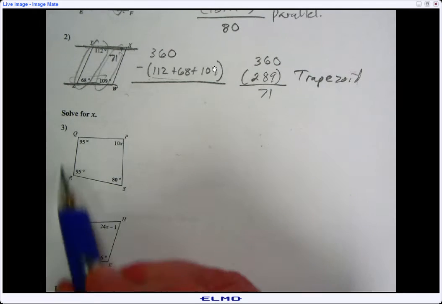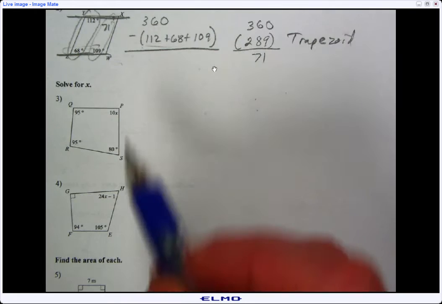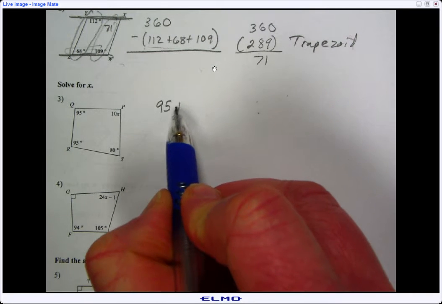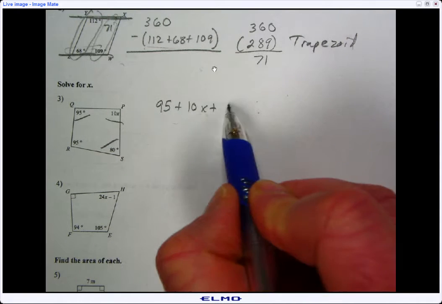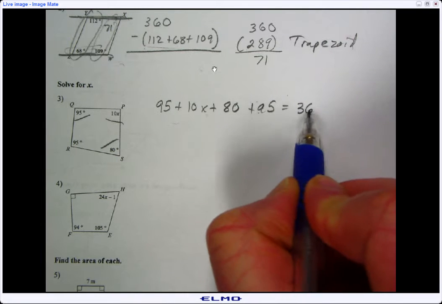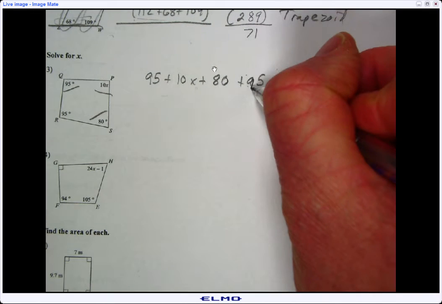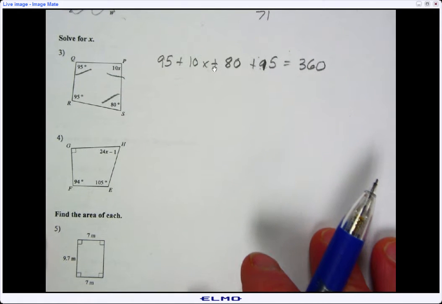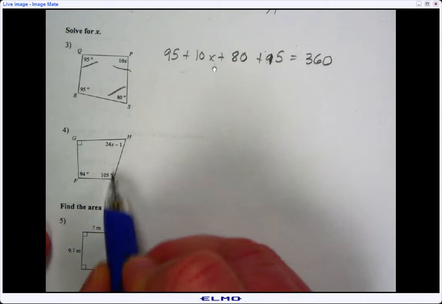Okay, same kind of thing here. I'm looking for stuff that's equal. I don't know anything about these except they're quadrilaterals, or I'm looking for stuff that adds up to 360. So 95 plus 10x plus 80 plus 95 equals 360. Adding all 4 angles. I'm going to let you solve. Answers you can check in a little bit. You can solve it. The teacher, you can pause the video to let them solve if you're watching this when I'm not here. Same deal here.